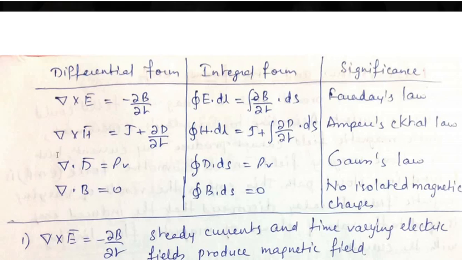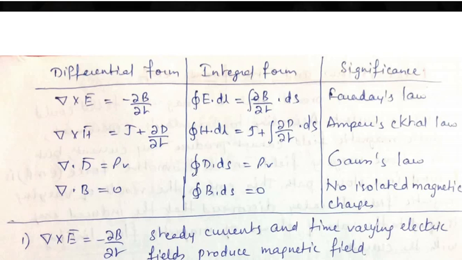So the same equations in integral form can be written like this: closed integral of E dot dl is equal to minus integral dou B by dou T dot ds. This is Faraday's law, that is the transformer EMF. Then we have the second equation, closed integral of H dot dl is equal to J plus integral dou D by dou T dot ds. Again, this is Ampere's circuital law, that is a modified form of Ampere's circuital law.